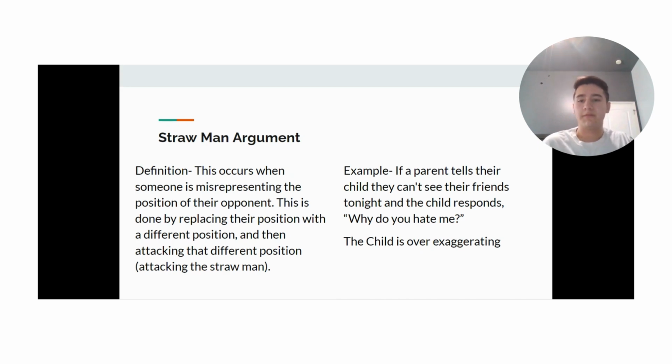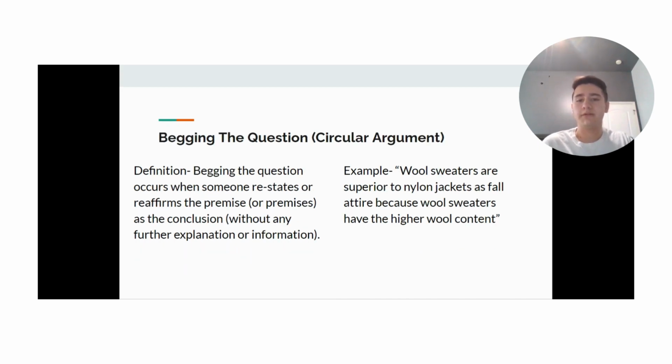The next fallacy is begging the question, a circular argument. Begging the question occurs when someone restates or reaffirms the premise as the conclusion without any further explanation or information. An example I chose for this one was that wool sweaters are superior to nylon jackets as fall attire, because wool sweaters have the higher wool content.